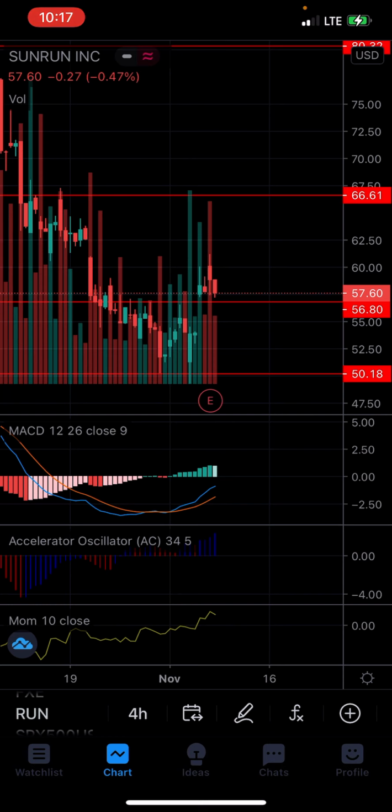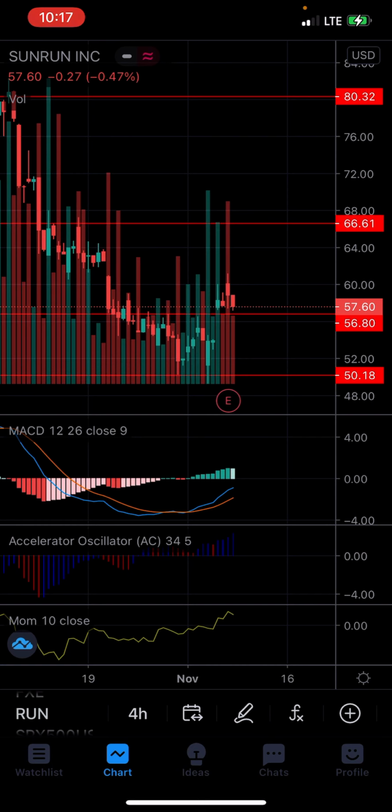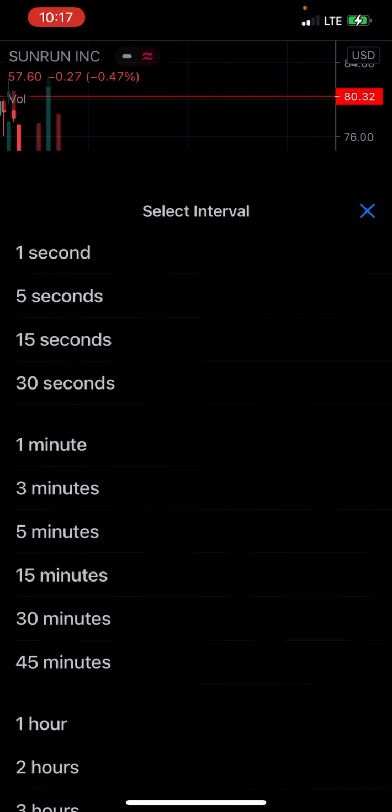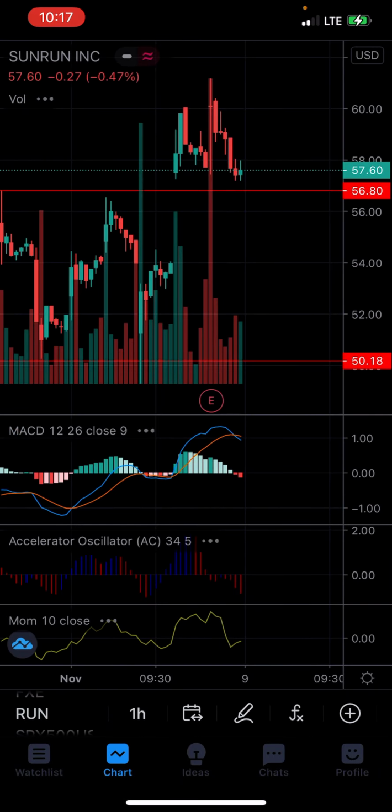And momentum is up, right? Momentum is crossing over the 0 line, and the AO oscillator indicator is also showing bullish signs. But to go a little bit more in depth, let's look at the 1 hour.